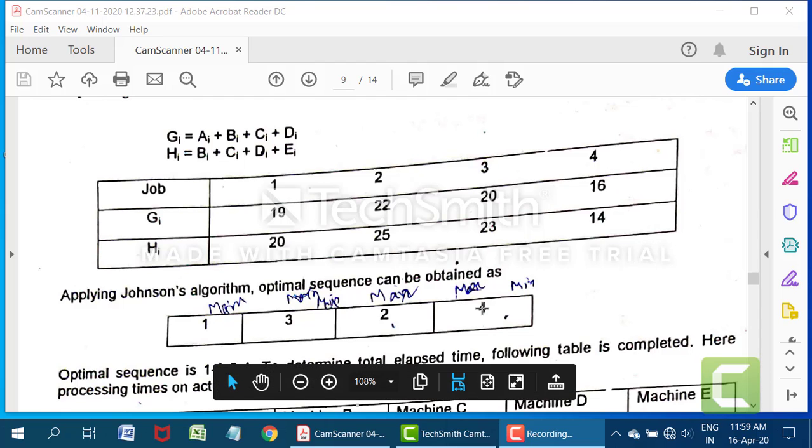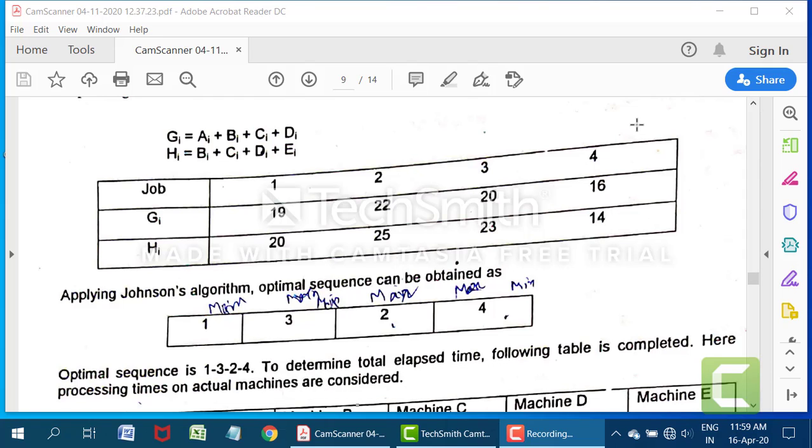So 4 has come. Assume that nothing is there here. I have put 4 here first. Nothing else is there. So 4 goes in the last compartment. Once job number 4 is positioned, you just neglect this data.